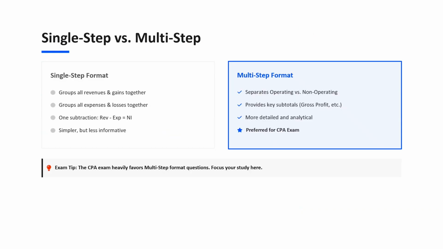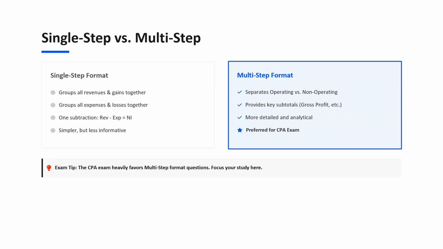Okay, now let's talk about how income statements are presented, specifically the single step versus the multi-step format. The single step format is easy. We group all the revenues and gains together and all the expenses and losses together. We have just one subtraction, then we get the net income. This is simpler but less informative.